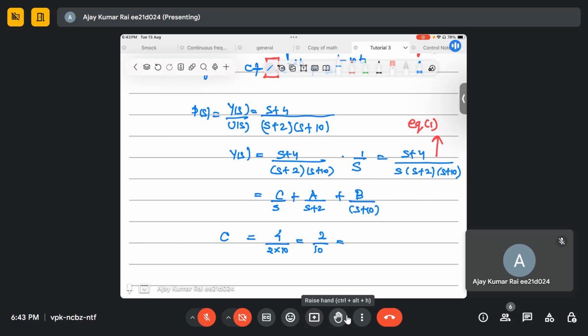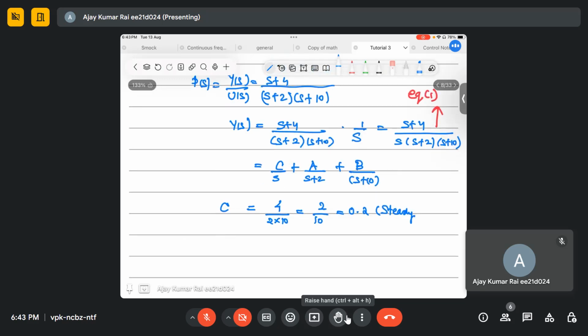You get 2 by 10, which is 0.2, and that was also the steady state value. Okay, already calculated in the previous question. We can confirm from here also. So what is the coefficient for a? That's what is asked in the question.